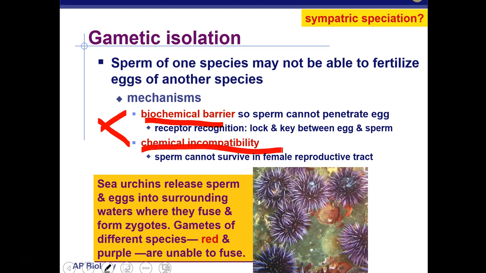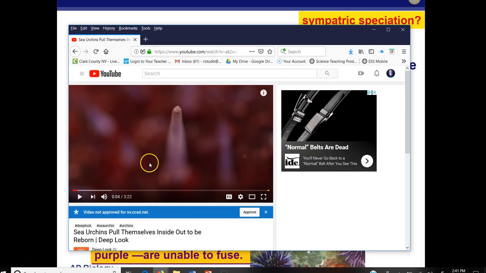Yes, the sperm has been deposited into the tract, but because of the pH or chemicals or whatever is in that tract, it destroys the sperm before it even gets to the egg. An example of this is how sea urchins reproduce. So let's look at the video.